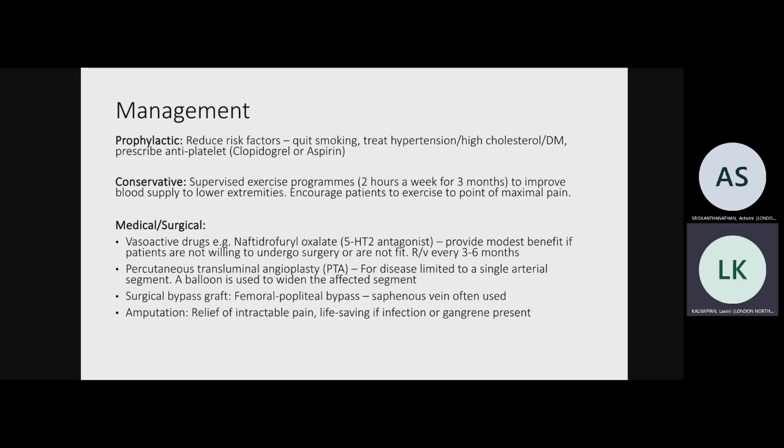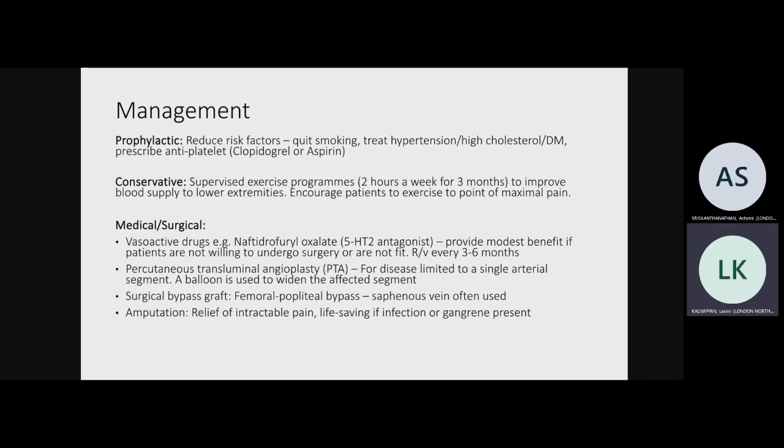And medical and surgical treatment for PAD, things to be aware of are some medications such as naftidrofuryl oxalate. I don't think I said that right, but it's actually a bit of a rare drug, but I think it is used in GP as well, and can provide some symptomatic benefit to patients who don't want to undergo surgery or who aren't fit for surgery. And patients on these drugs need to be reviewed at least every 3 to 6 months.